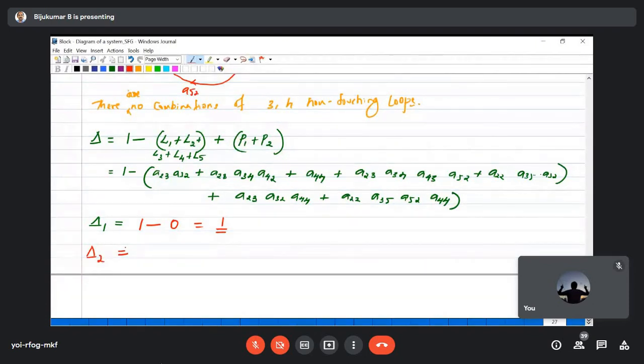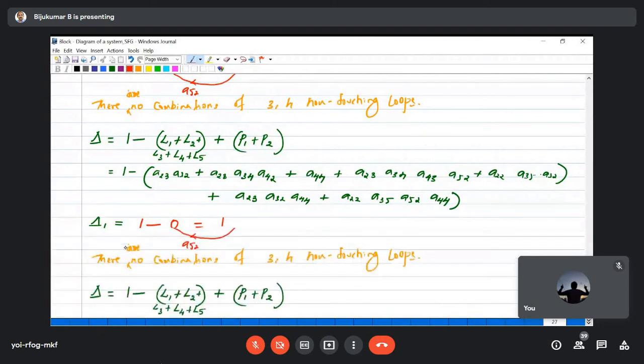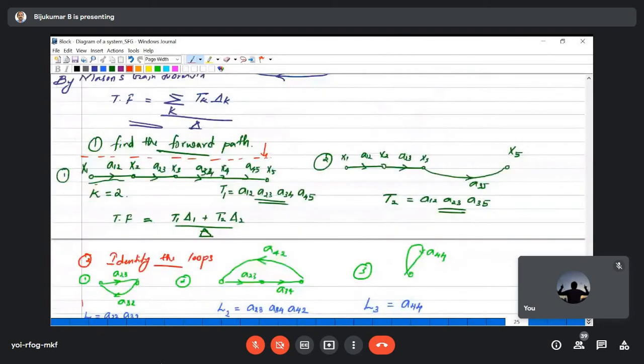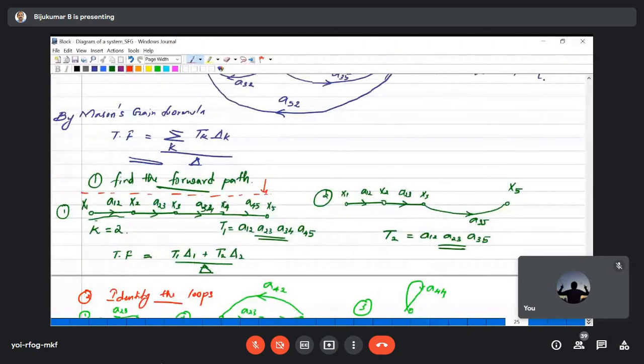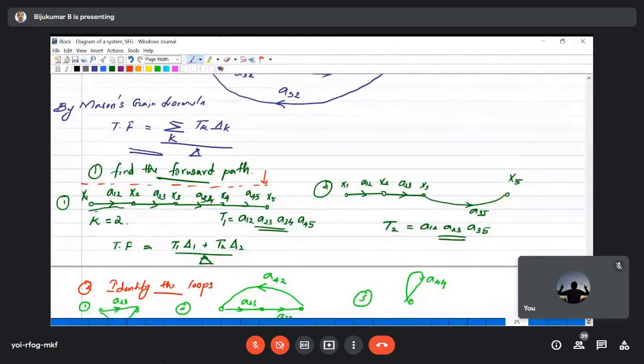Right? So if you find out delta T2, then you will understand the concept correctly. What we have to do is we have to calculate the delta for the loop which is not touching the second forward path, kth forward path. So since we are dealing with the second forward path, is there any loop not touching this? Yeah, this loop, this self node is not at all touching the forward path with gain f, right? This is not touching.